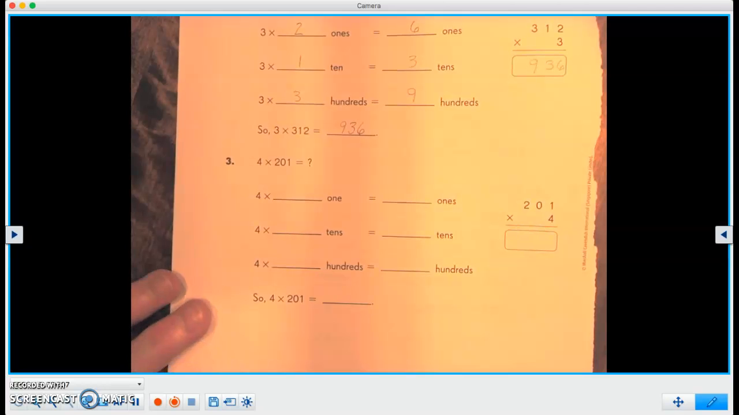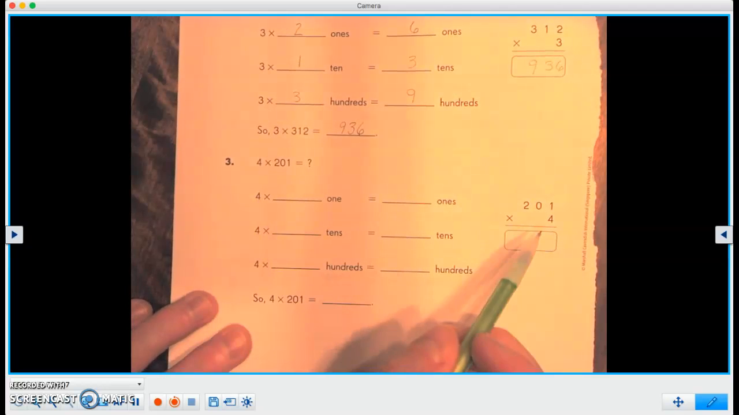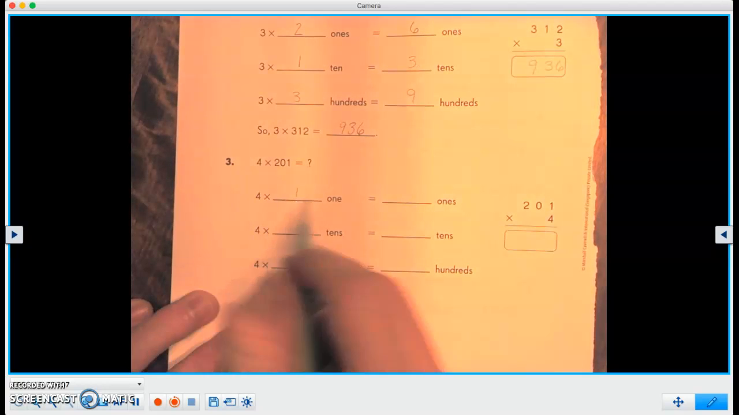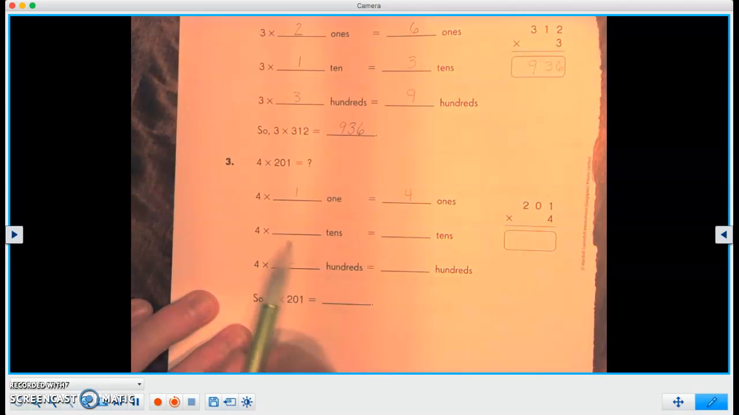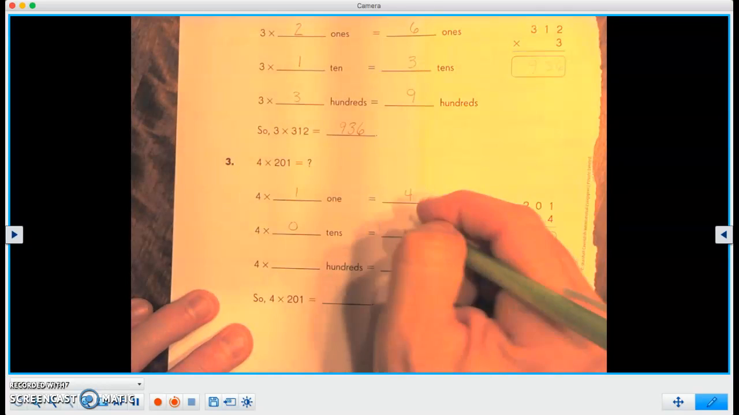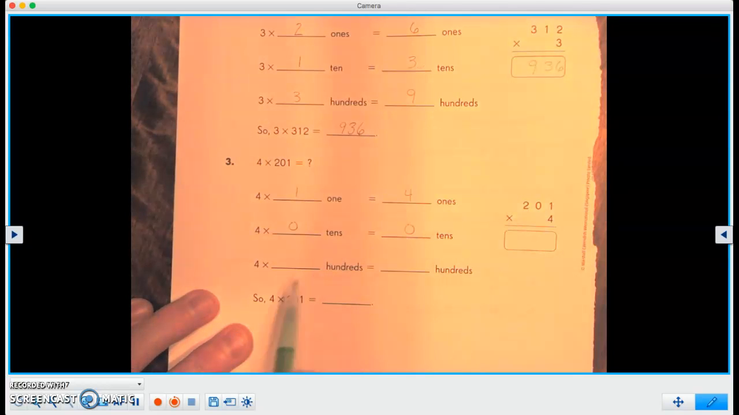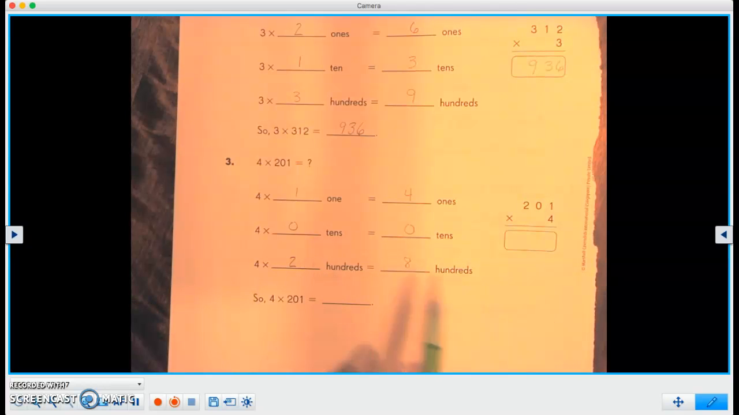All right, let's do one more. This is for number 3 here. 4 times 201. So there's 1, 1. So 4 times 1 one equals 4 ones. There are 0 tens, so 4 times 0 equals 0. And then there are hundreds, there are 2, so 4 times 2 hundreds, 4 times 2 is 8.